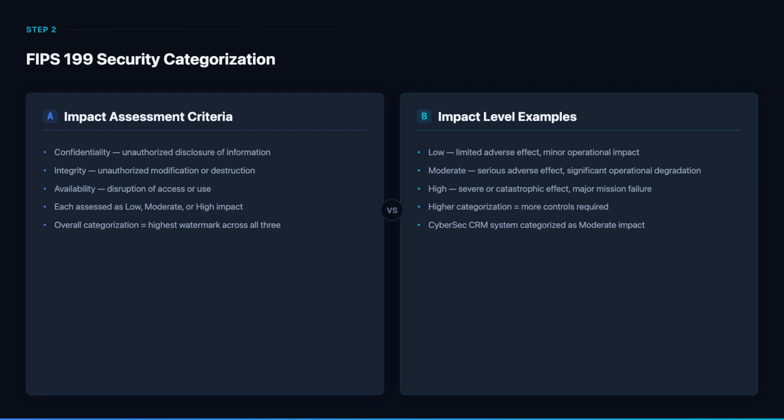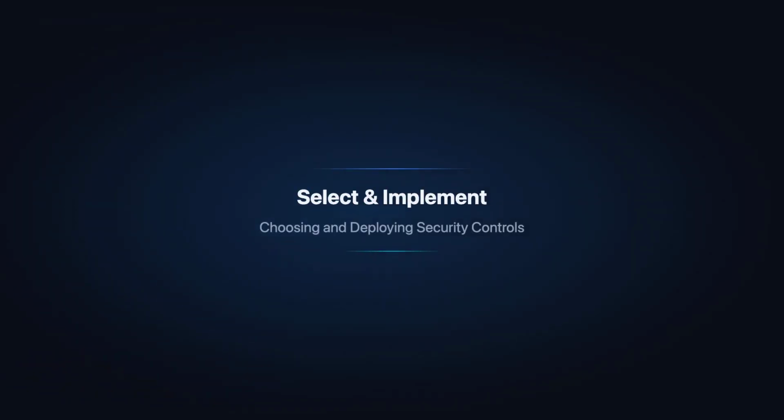loss. The CyberSec CRM system was categorized as moderate impact, which drives the selection of a moderate baseline of controls from NIST 800-53. Now let's cover Select and Implement, where you choose the right controls from NIST 800-53 and deploy them in your environment. These steps transform your categorization decisions into actual security measures.